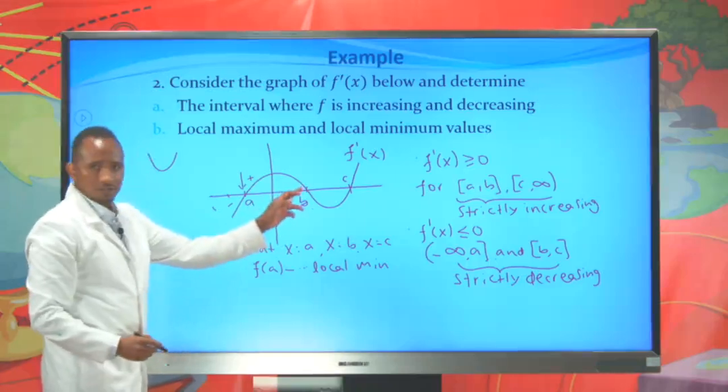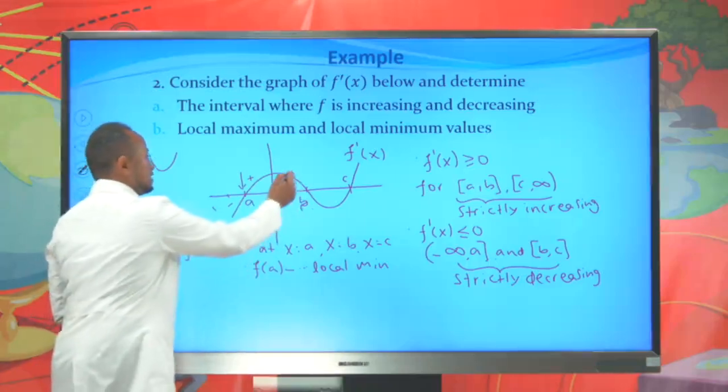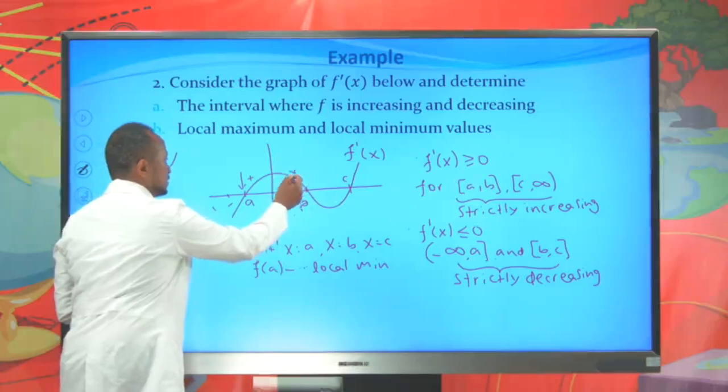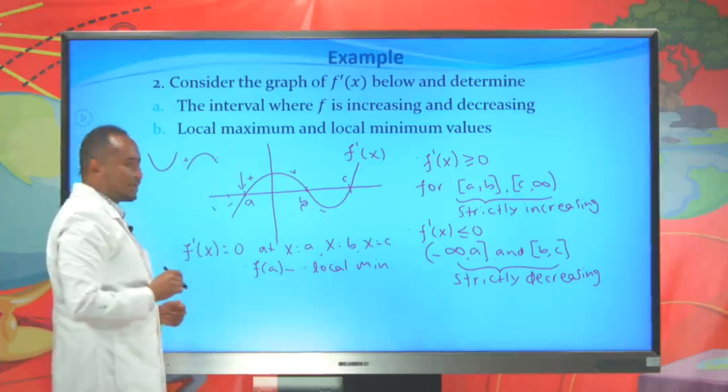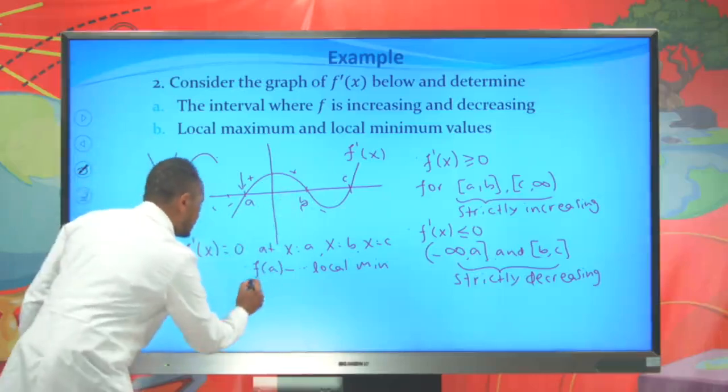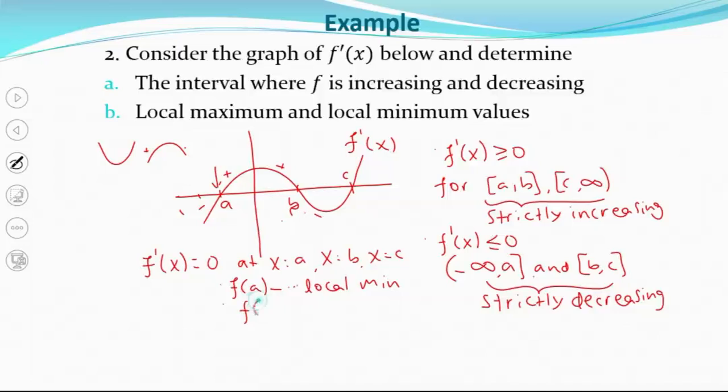And at b, you can see the derivative is changing. This one is positive and this one is negative. It's changing from plus to minus, like this. So this point is a local max. Therefore, f of b is a local max.